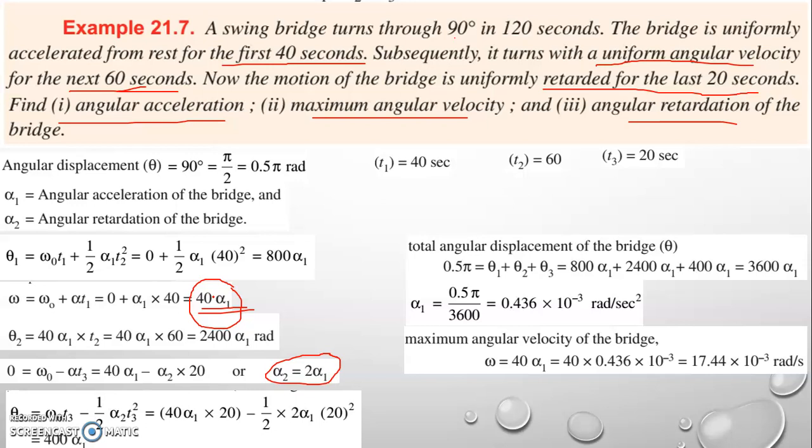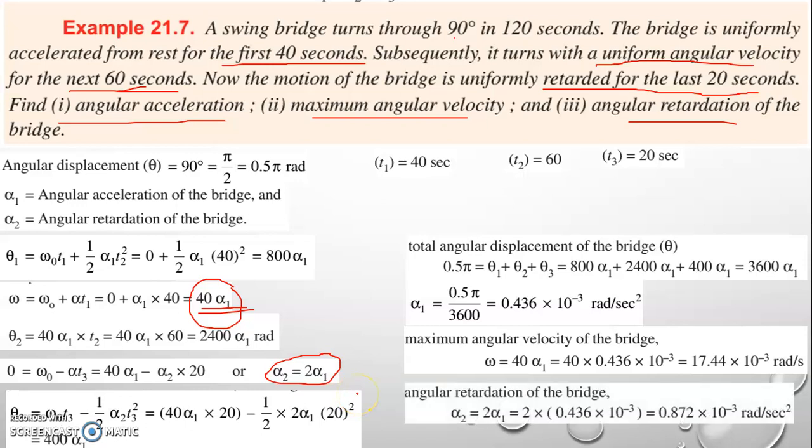We have got the relation for alpha 2 in terms of alpha 1, so we write the value of alpha 2 in terms of alpha 1. This is our value of retardation. So we have calculated all the required values.